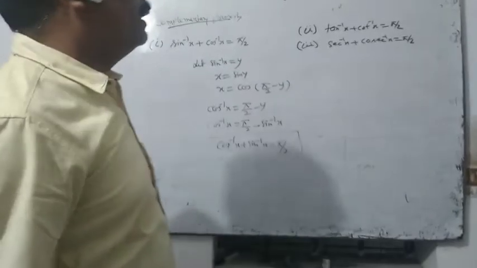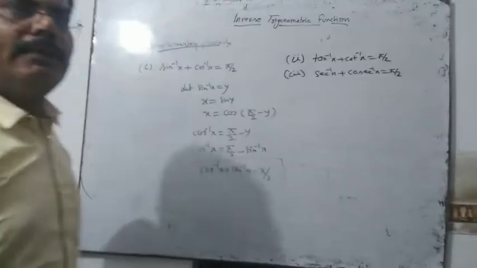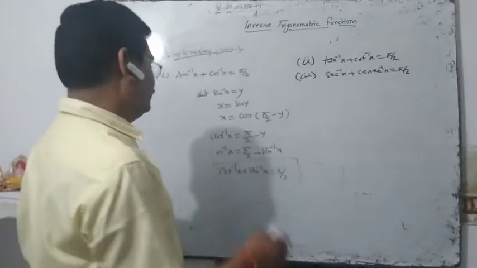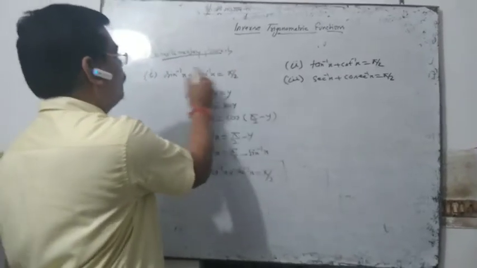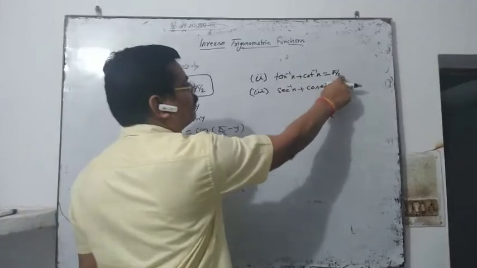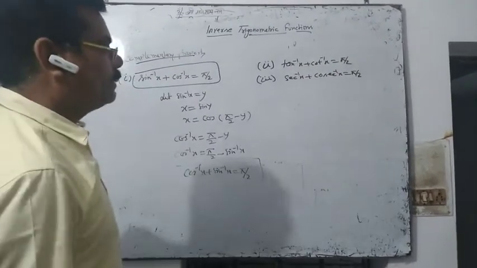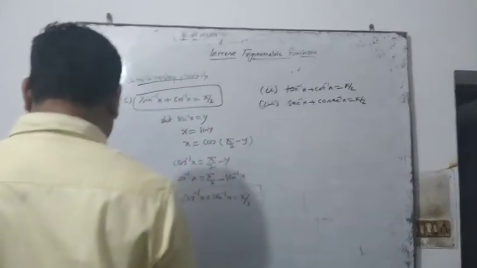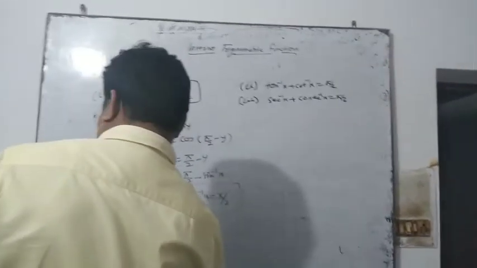Sin of 90 minus theta is cos theta, cos of 90 minus theta is sin theta, tan of 90 minus theta is cot theta, cot of 90 minus theta is equal to tan theta. So sin inverse x plus cos inverse x is equal to pi by 2. Similarly, you can prove that tan inverse x plus cot inverse x is equal to pi by 2. Similarly, sec inverse x plus cosec inverse x is equal to pi by 2. Next one is the conversion property.